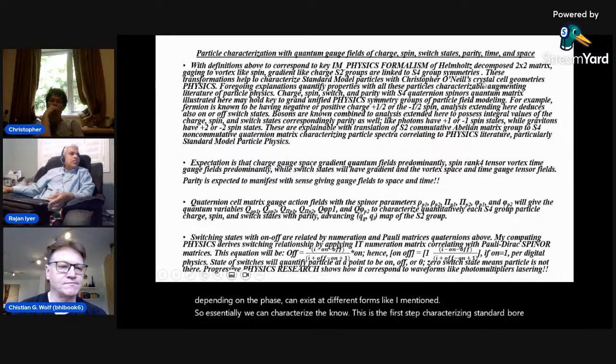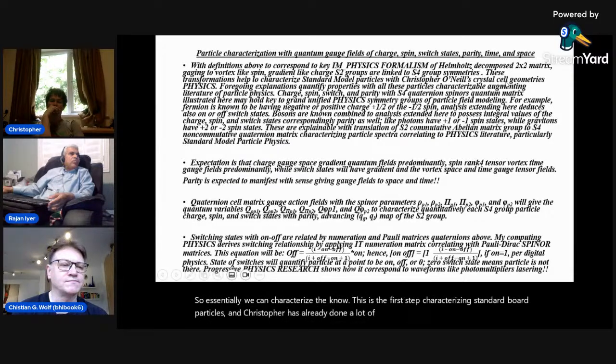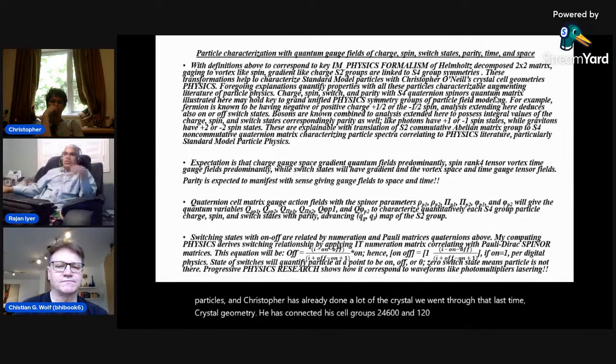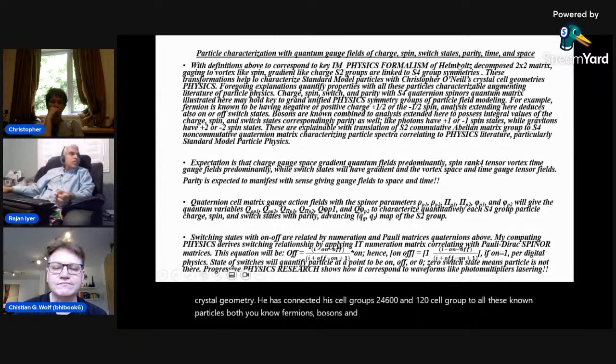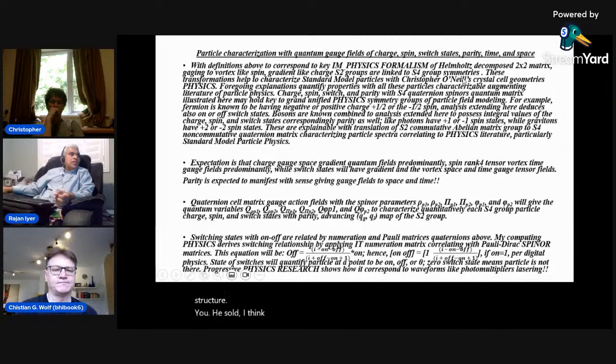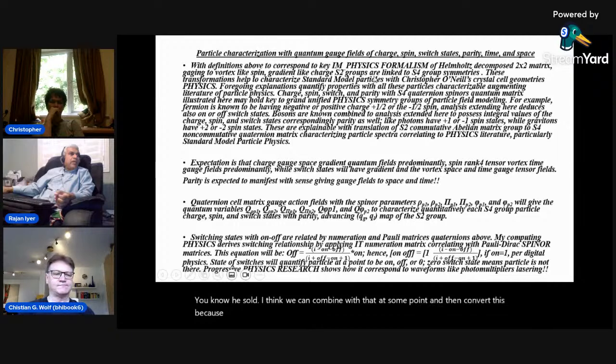For characterizing standard model particles, Christopher has already done a lot on the crystal geometry. He has connected his cell groups, the 24 and 120 cell group, to all these known particles, and he's able to pull out the values. I think we can combine with that at some point, because now there is a way to connect the higher Markowitz formalism to that.